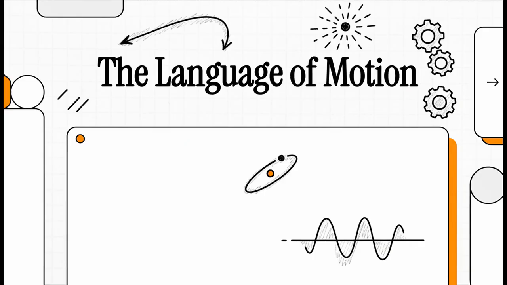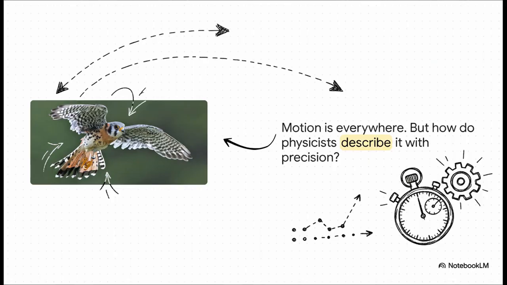Let's jump right in. I mean, just look at this kestrel. It's hovering, it's diving, it's constantly changing direction. We see motion like this all around us every single day. But if you had to describe it, I mean really describe it with precision, how would you do it? How could you predict exactly where that bird is going to be in the next second? That's the big question we're going to tackle today.